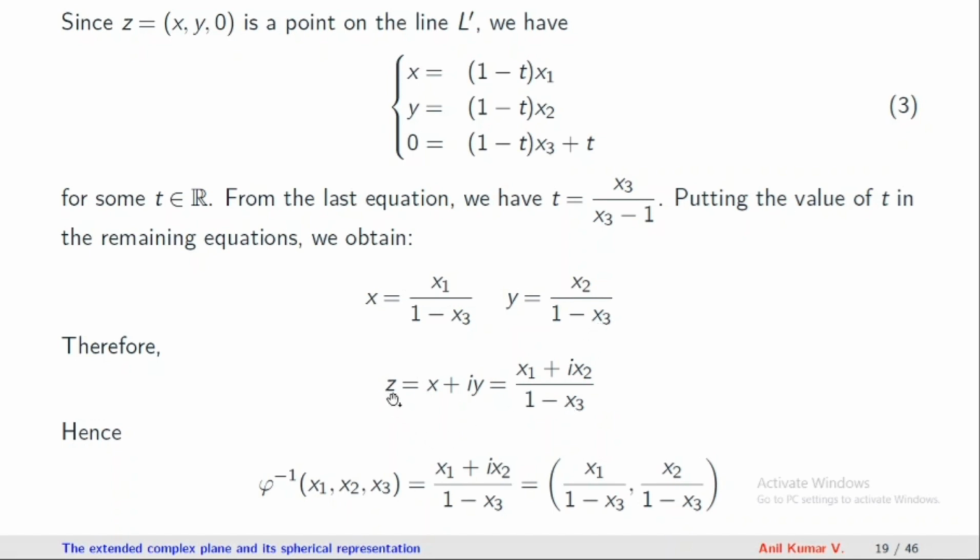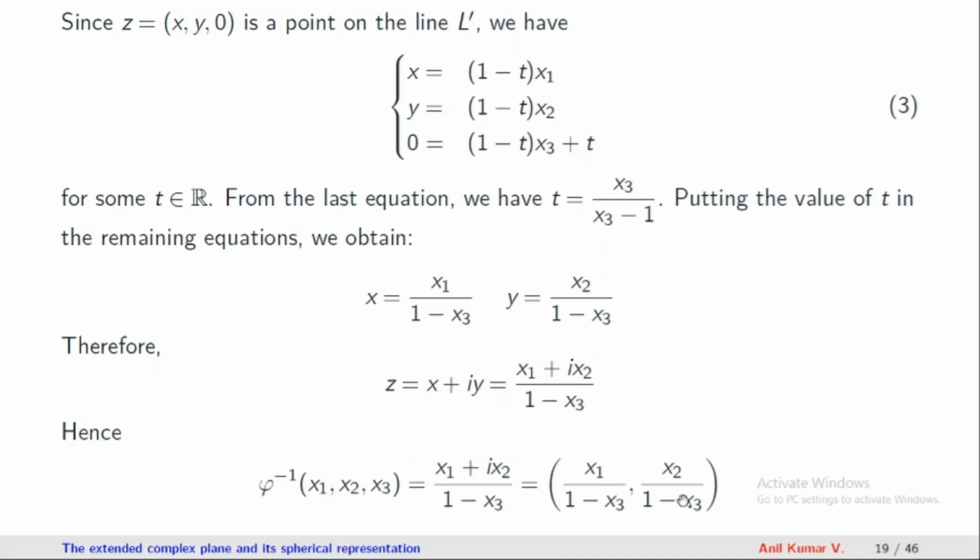Therefore, the point z is equal to x plus iy, that is equal to (x1 plus i x2) divided by (1 minus x3). Therefore, phi inverse of (x1, x2, x3) is equal to the ordered pair x1 divided by (1 minus x3) and x2 divided by (1 minus x3). Here (x1, x2, x3) is an arbitrary point on S2 minus N. And note that this function phi inverse is a function from S2 minus N to R2.